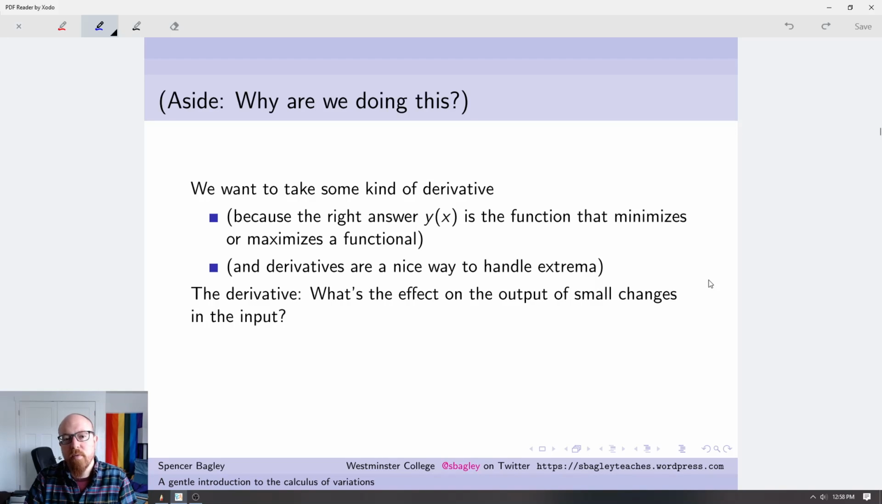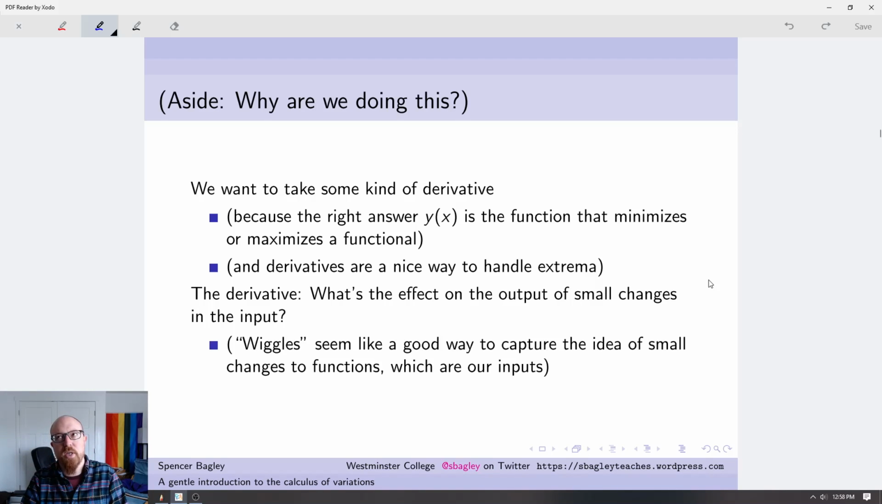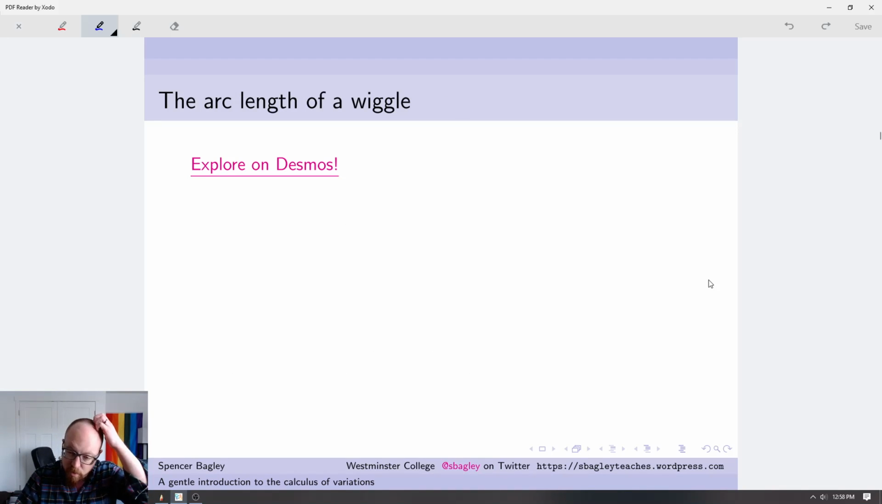And so what a derivative asks is, what's the effect on the output of small changes in the input? And so since our inputs here are now functions, I think that wiggles are a good technical handle for us to deal with small changes to functions, small changes to our input. Okay, let's take a look at what this looks like.